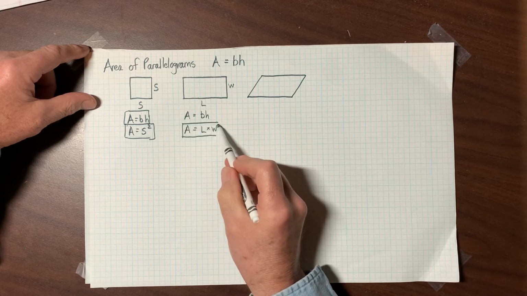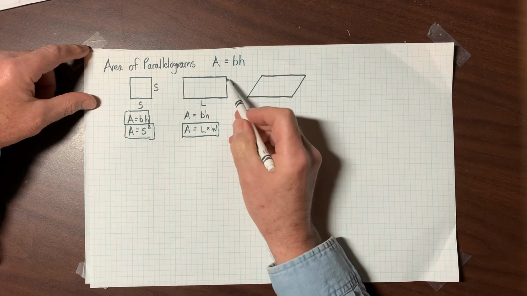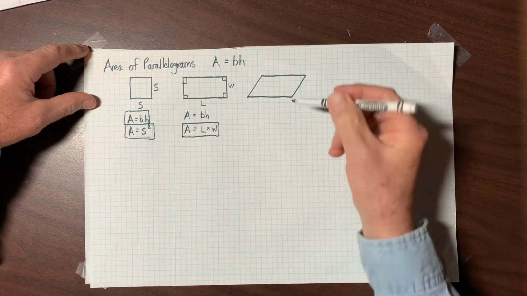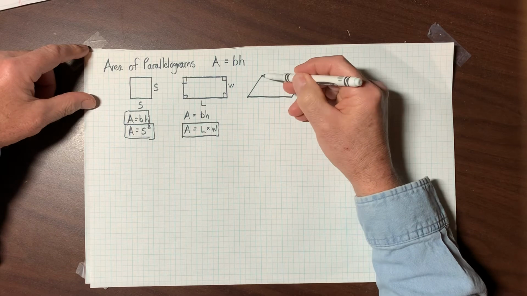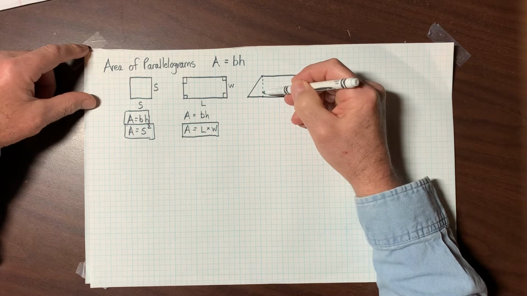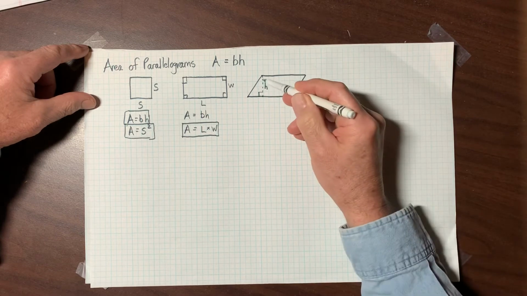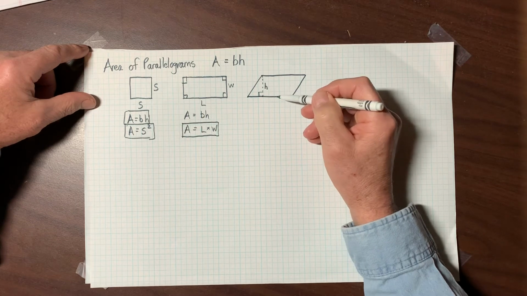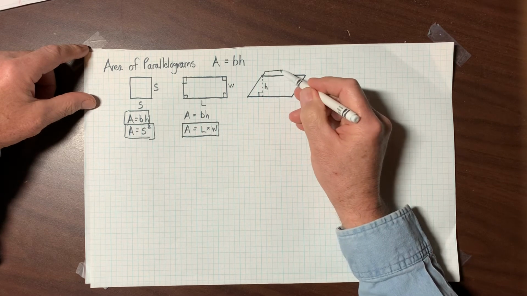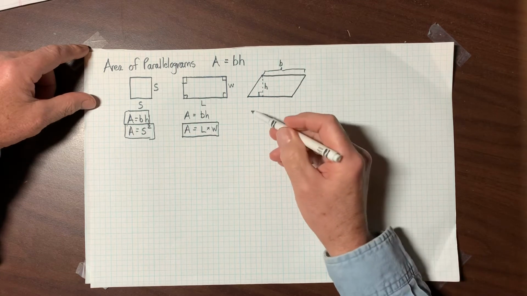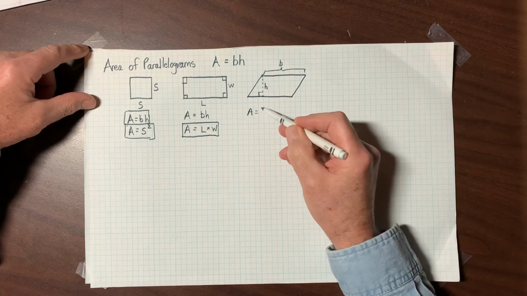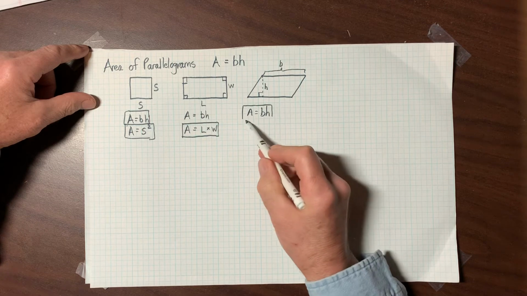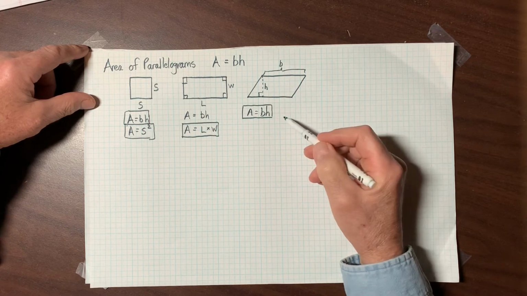Now, when you get to a parallelogram that does not have right angles in the corner, you have to be careful because the side is no longer the height. This is the height. The height is always the perpendicular distance between the two parallel sides. So this would be the base, and you'd use the formula area equals base times height. Once you ascertain the values of B and H, you're good to go. You're just going to multiply those two values together.